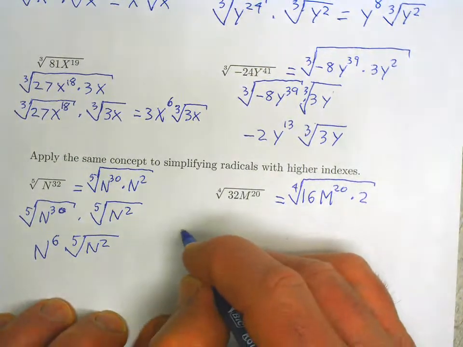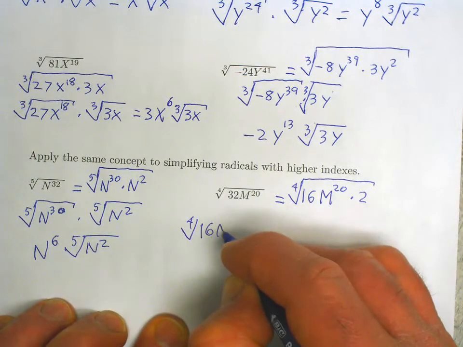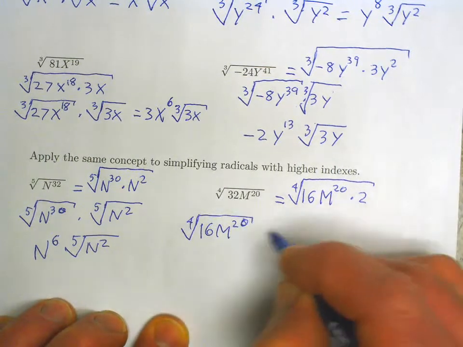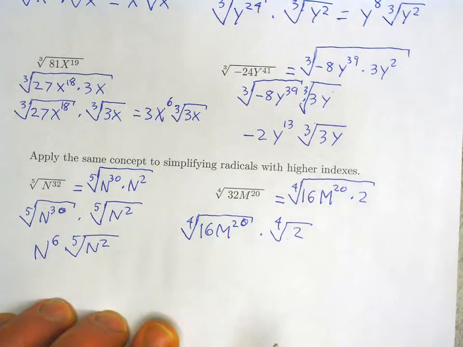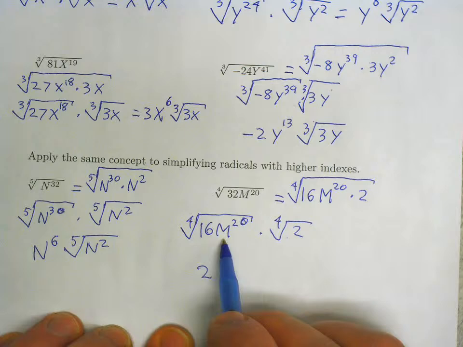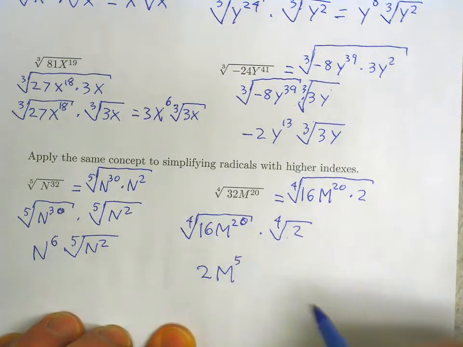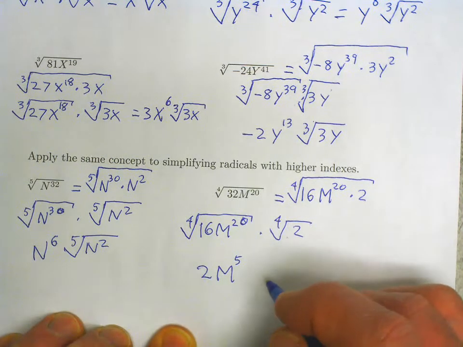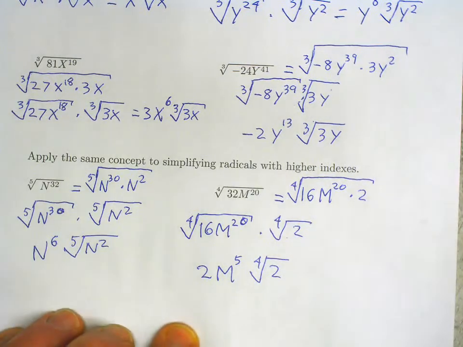And then we can rewrite this as the fourth root of 16m to the 20th times the fourth root of 2. And finally, the last step, the fourth root of 16 is 2. The fourth root of m to the 20th is m to the 5th, because 20 divided by 4 is 5. So 2m to the 5th times the fourth root of 2 is the final result.